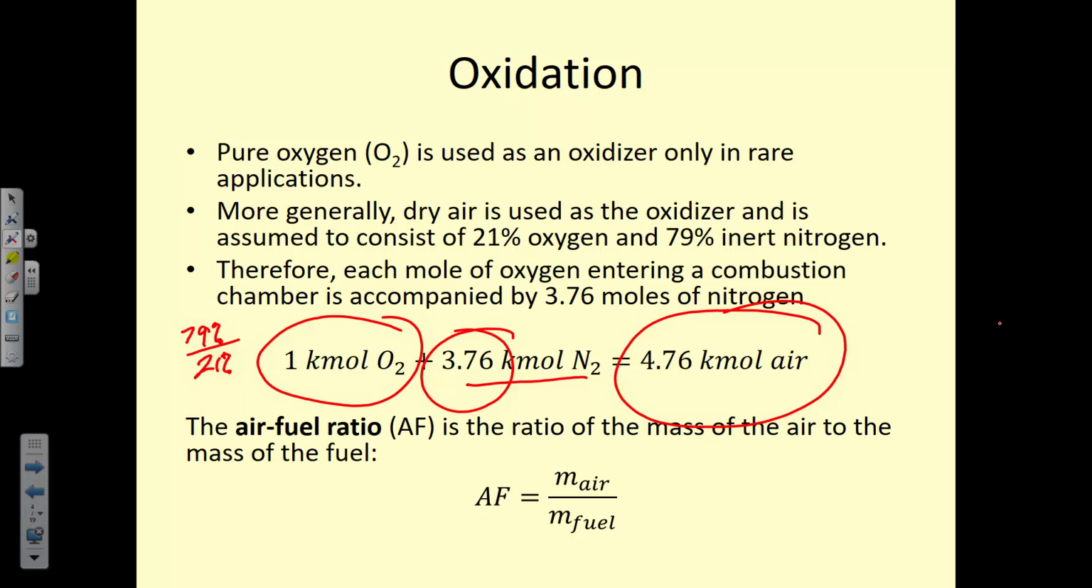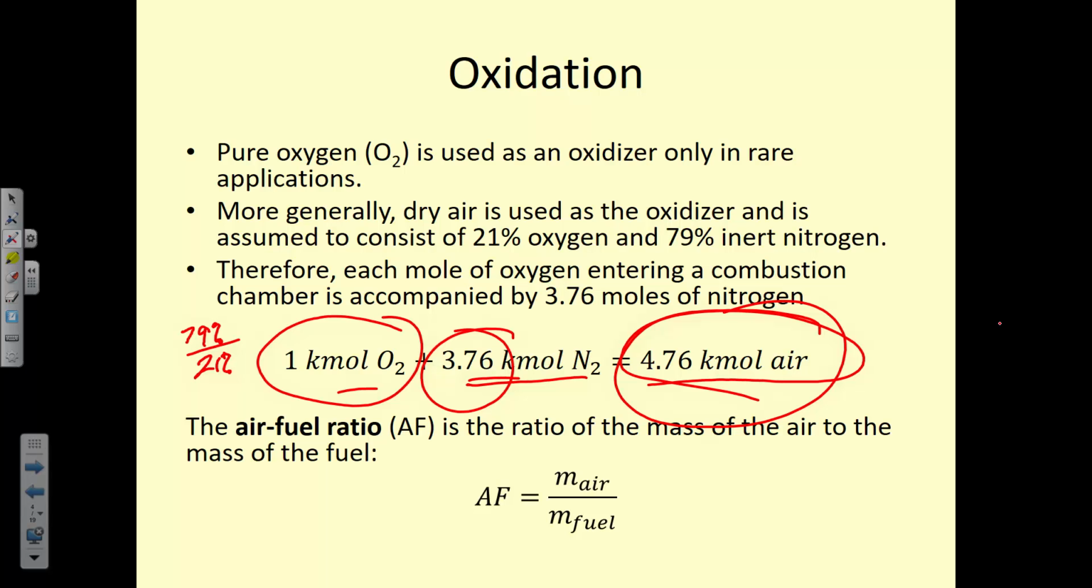We can look at this two different ways. We can analyze every equation where we look at the oxygen and the nitrogen separately, or we can just look at it as air, because air actually contains other inert gases besides oxygen and nitrogen, but those are the two primary components that we consider and are worried about.